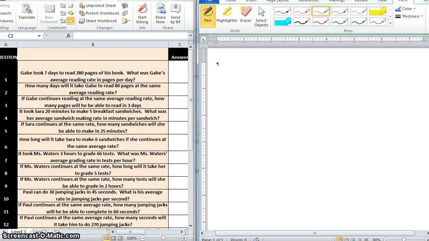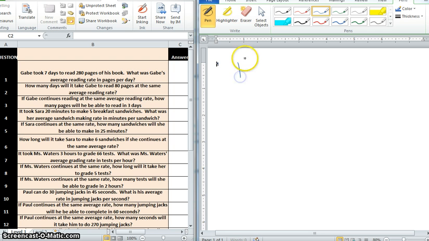All right, I'm going to do the first three problems on the 11.2 rate Excel sheet for you. The first one says, Gabe took 7 days to read 280 pages of his book. What was Gabe's average reading rate in pages per day? So remember that rate is basically just taking a ratio and making the denominator equal to 1.